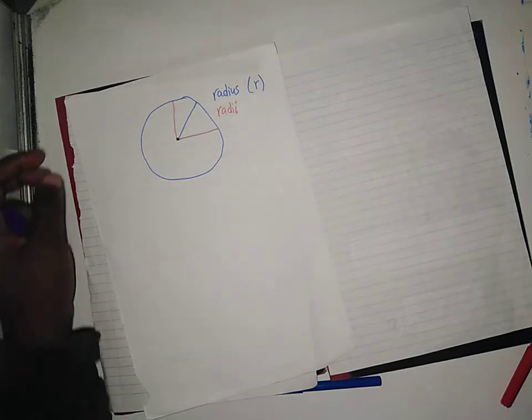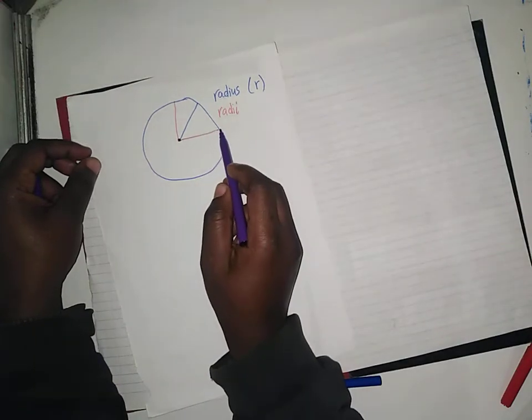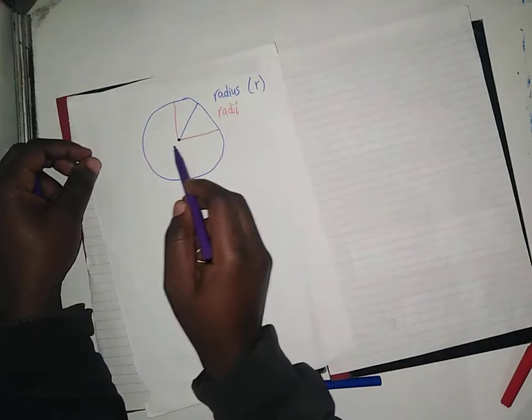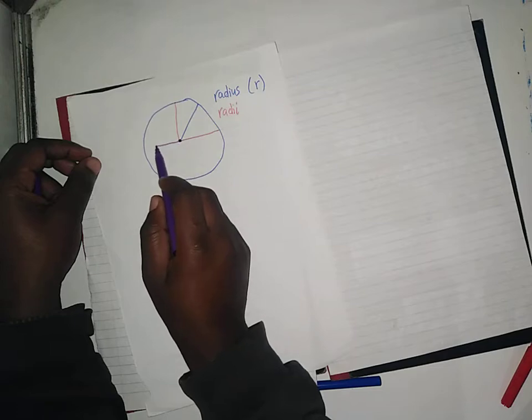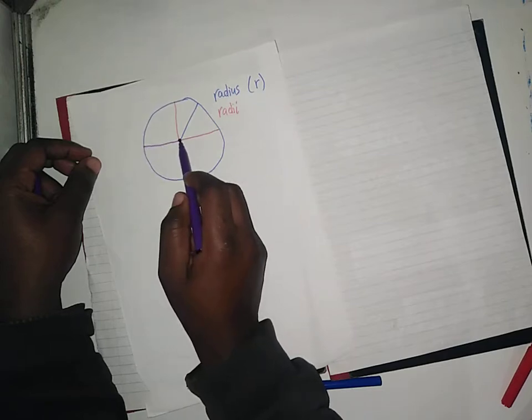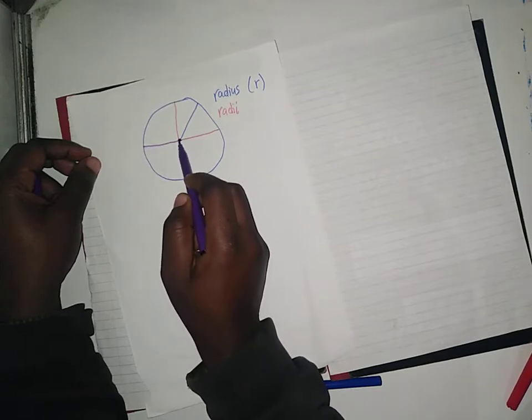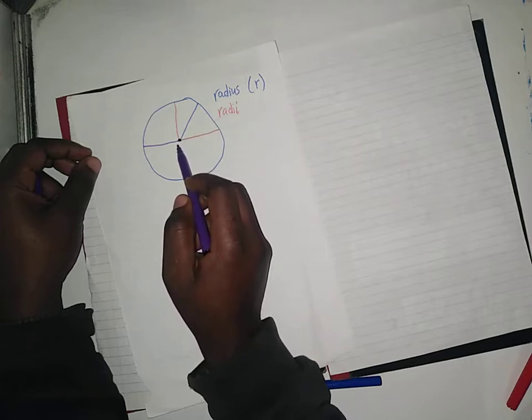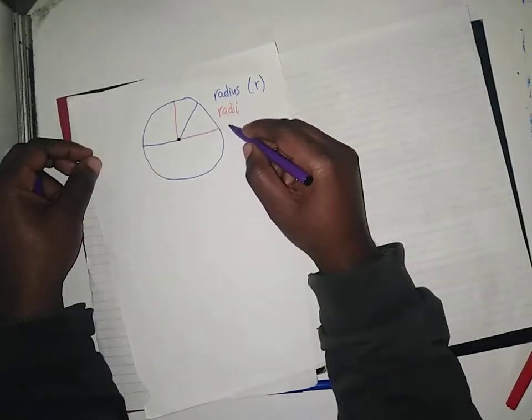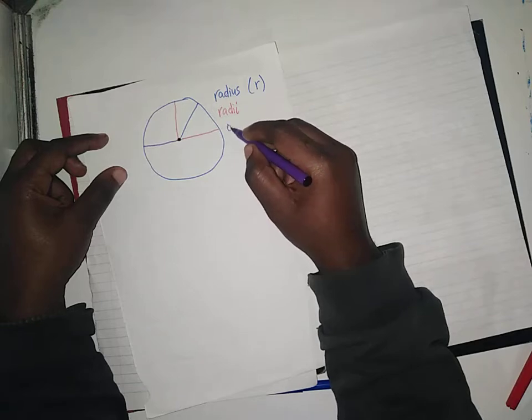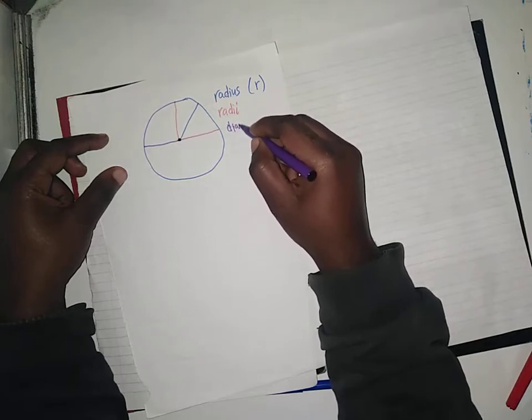Now, say for argument's sake, you decide to extend this line. So you have a line from a circle to another circle, passing through the center. Now you have a name for that line. What do you call that line? You call it a diameter.